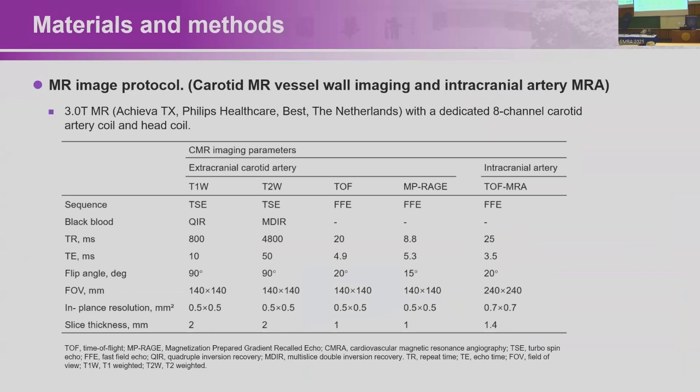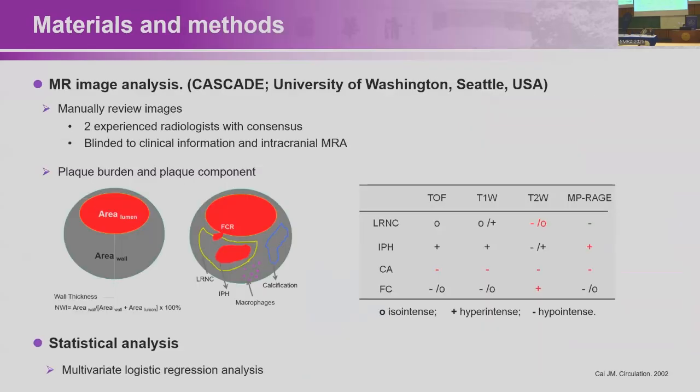All patients underwent carotid MR vessel wall imaging and intracranial artery MRA, and this table shows the imaging parameters. The plaque burden and the components were analyzed, including the wall thickness, wall area, lumen area, IPH, calcification, and so on. The association between risk factors and the 3 groups were analyzed using the multivariate logistic regression analysis.